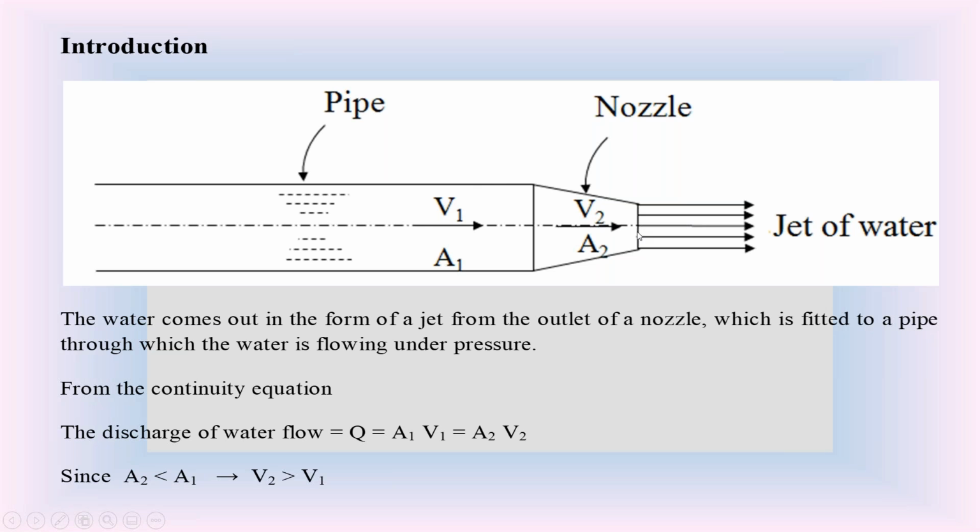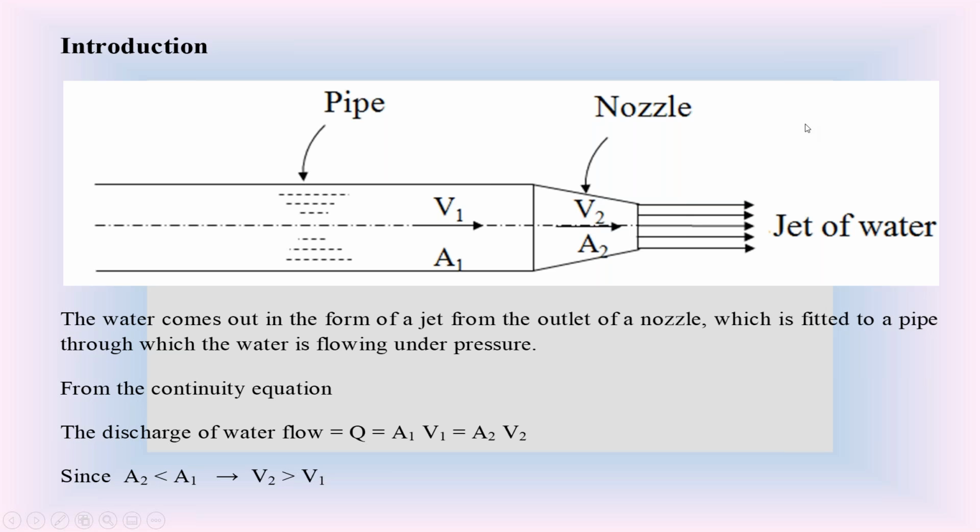So the water coming out from the nozzle with a large velocity, we call this the water jet. It is also called the beam of water, because it is coming out with a large velocity. So the water coming out from the end of the nozzle with a large velocity is called the water jet.